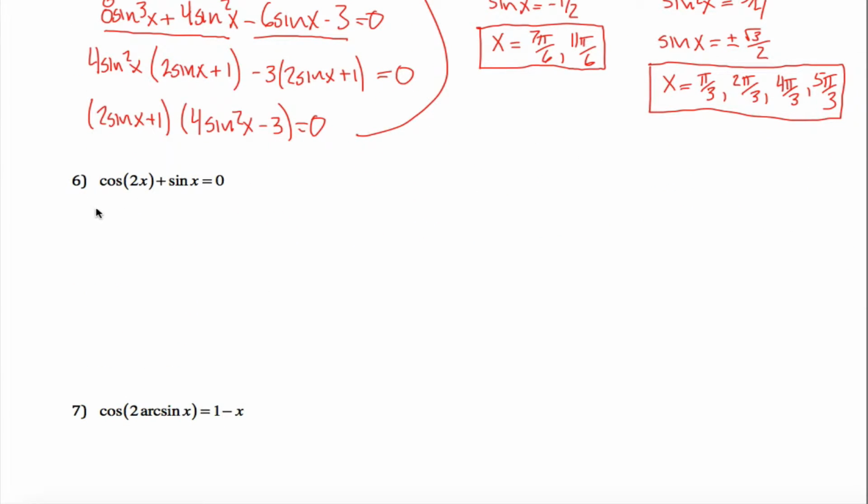So instead of cosine of 2x, I can write 1 minus 2 sine squared x plus sine of x equals 0. And now what I have is a quadratic trinomial. What I would probably do is add 2 sine squared x to the right-hand side so that my leading coefficient is a positive number. And then subtract sine of x over to the other side, and then subtract 1 over to the other side to get here. And then I would try to factor this guy.